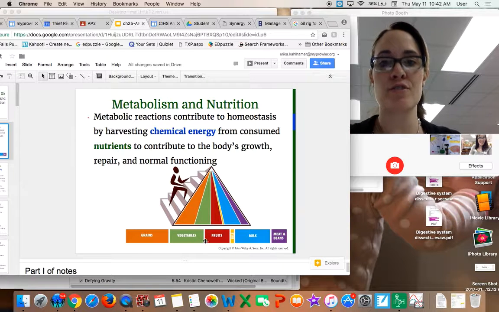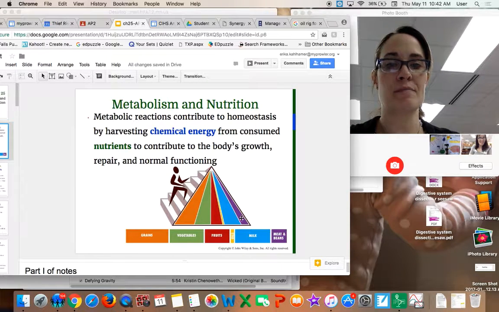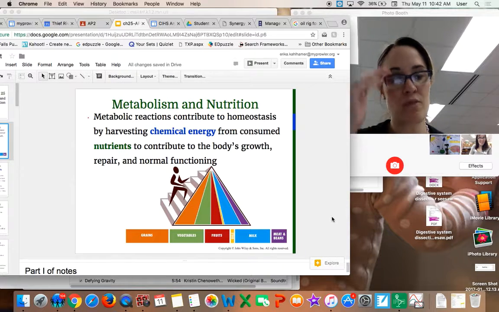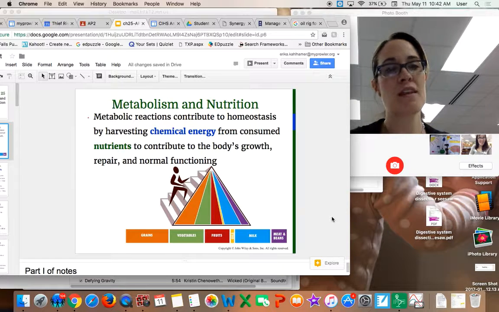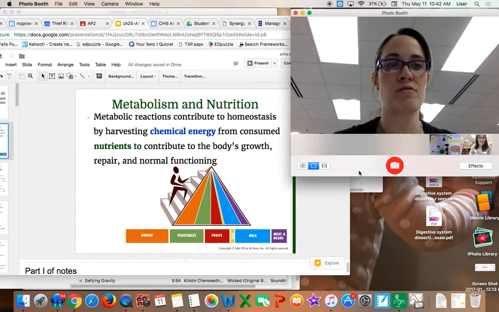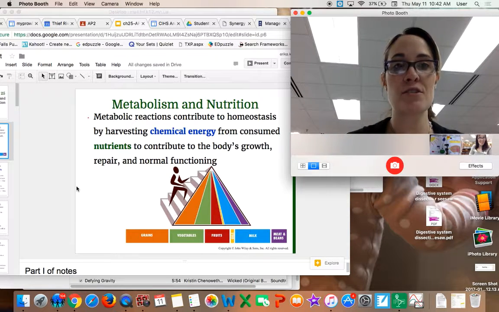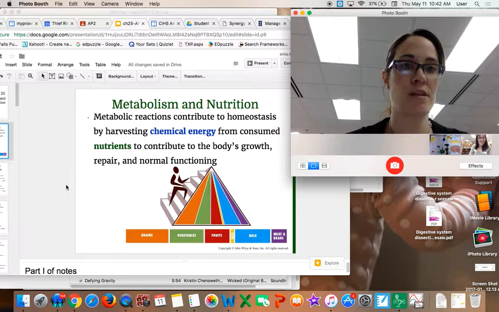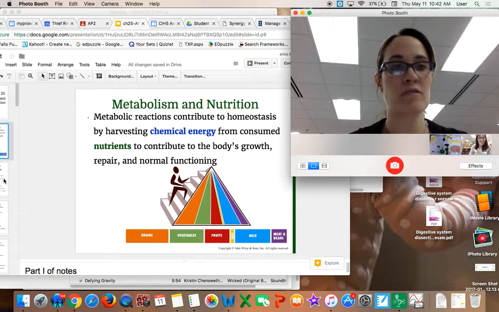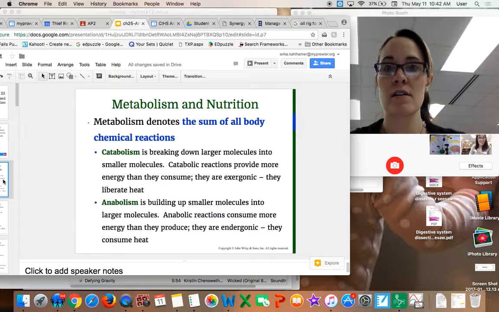Here you can see the nutritional pyramid. We'll talk about that later, but first, metabolic reactions. They're important to maintain homeostasis. They harvest energy from the different foods, nutrients that you put in your body, the chemical energy. Then they use those chemicals for normal body functioning, to digest food, for example, to make proteins, to think. All of those things we need nutrients for.